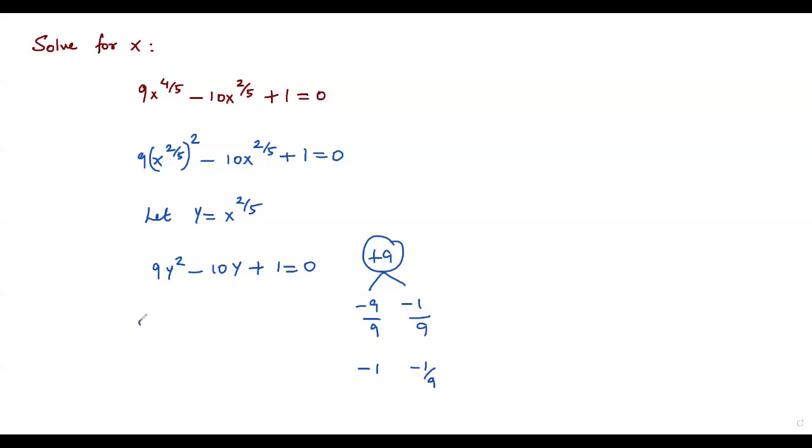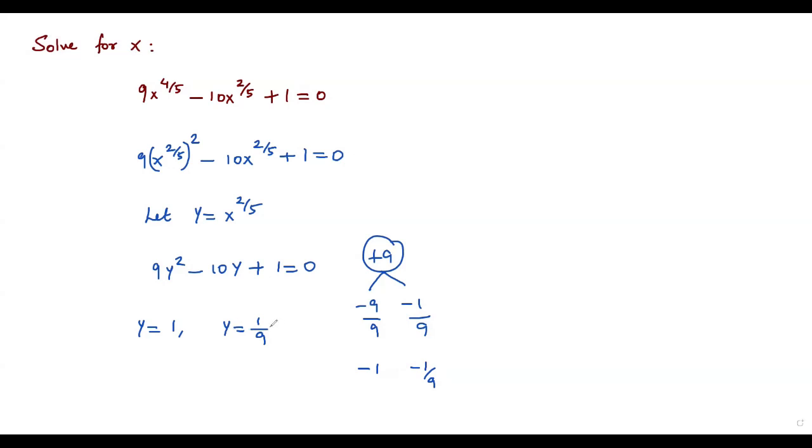Now to get the two values of y in this quadratic equation, I have to change the sign of each of these two factors. Let me consider the first one over here, negative 1. If I change the sign, it will become positive 1. So that's the first value of y. And to get the second value of y, I have to change the sign over here. Then I'm getting positive 1 over 9. Now I got two values of y.